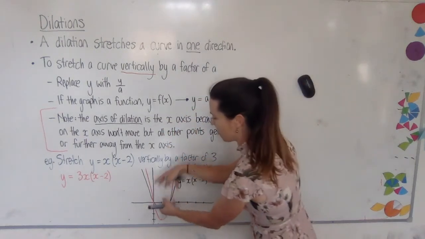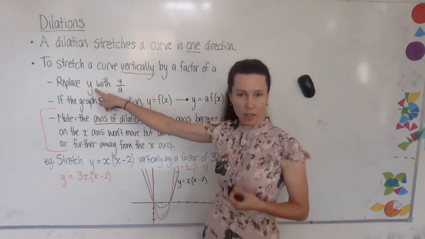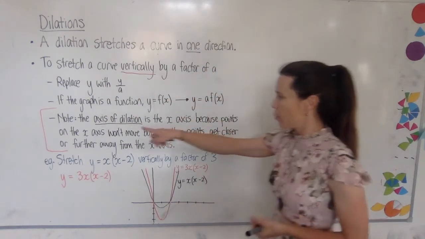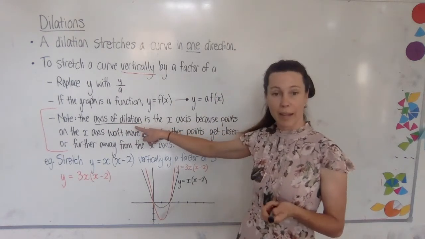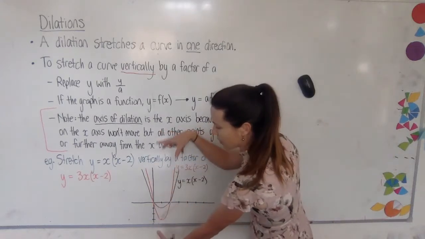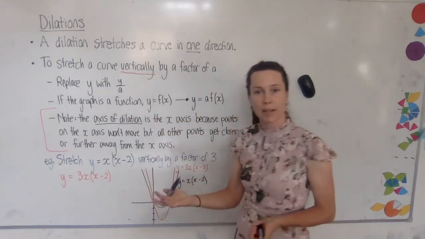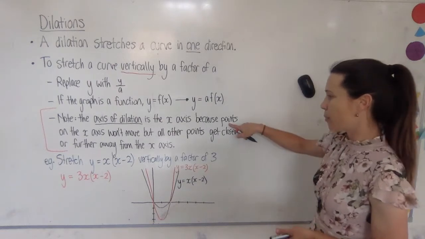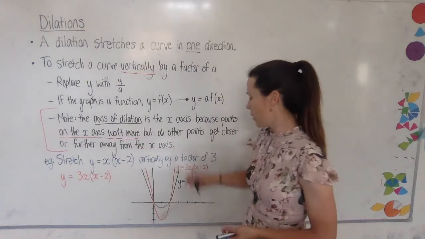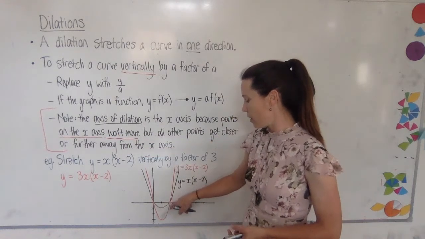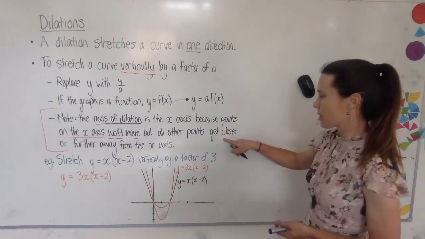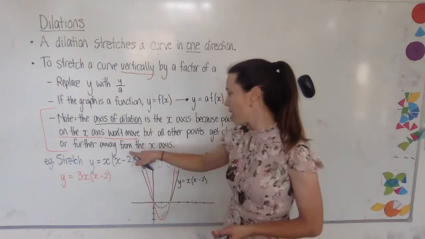Now we might be stretching vertically and changing the y values, because they'll change if you stretch something vertically or compress it vertically. But the axis of our action, in this case, is the x-axis, because that's the point that everything's enlarging or reducing around, isn't it? And the points that are actually on the x-axis won't move. You'll see here that the 2 points on our original curve didn't move when we stretched it, they're still in the same place. But all the other points get either closer or further away from the x-axis.